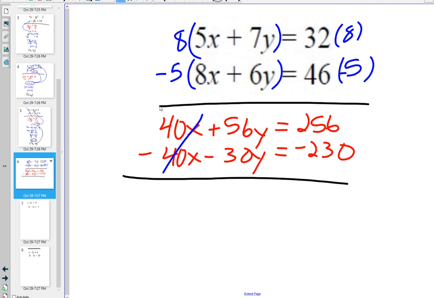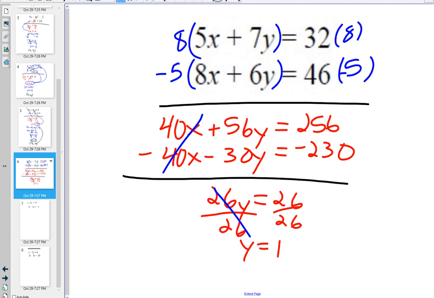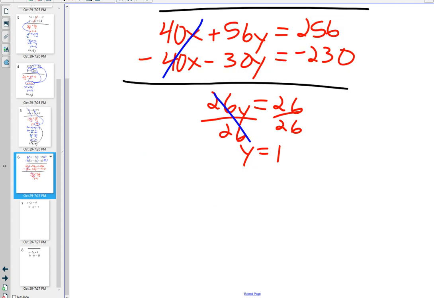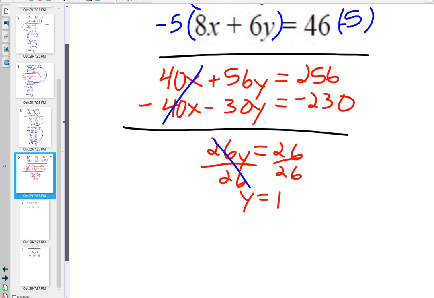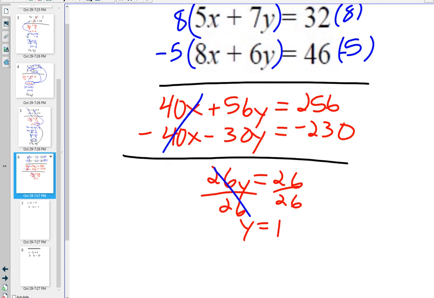If you add 56 and negative 30, that's 26y, and the right side gives you 26. So y is 1. Now that we know that y is 1, pick any equation you want. I'll just pick the top one. That's how I roll. And I'll say 5 times the x I'm looking for plus 7 times 1 is equal to 32. Now that I substituted, how many variables do you see? Just one.